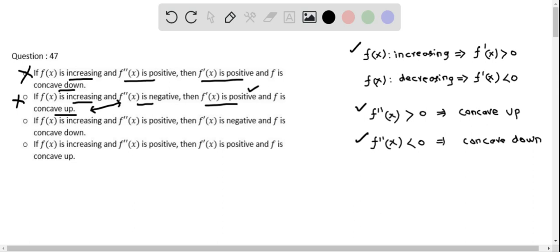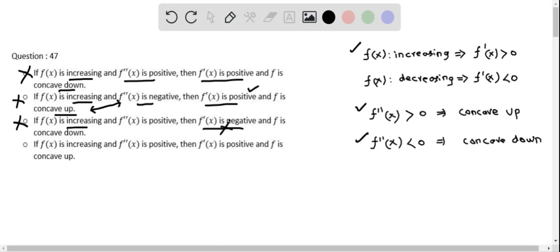Now let's look at this third option. Here we see that f of x is increasing, then f prime of x is negative. It should be positive. Whenever the function is increasing, it should be positive. So it is not satisfying this condition. So once again, we ignore this option. So finally, the fourth option is going to be correct.